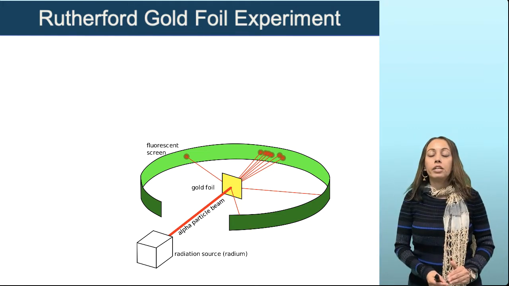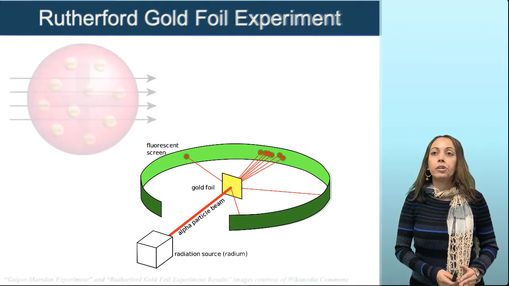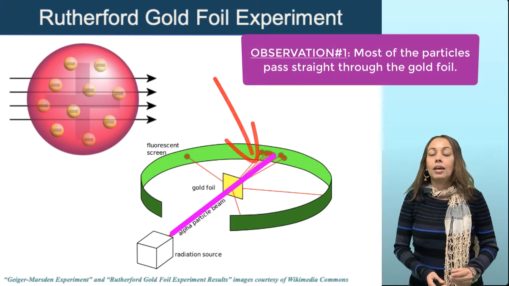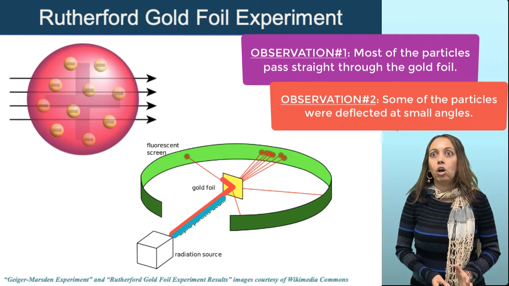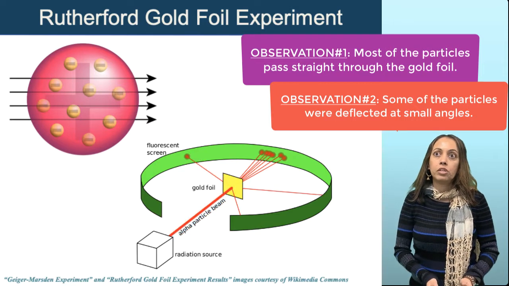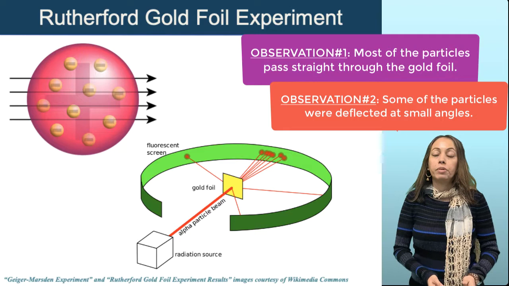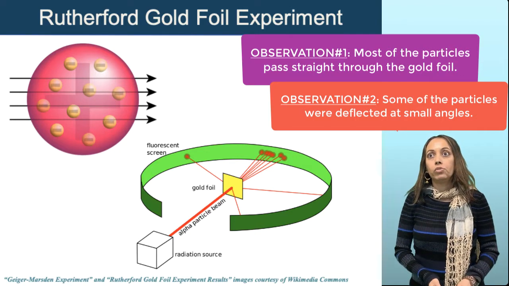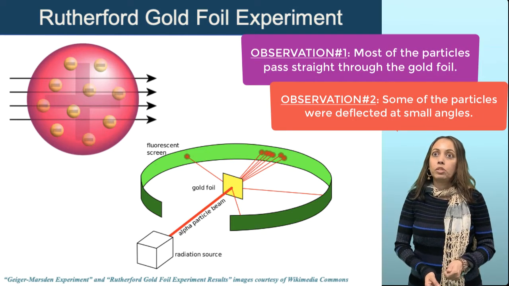Rutherford and his students made 2 key observations. The first observation is that most of the particles went straight through the gold foil as though there was no obstruction. The second observation is some of the particles were deflected at small angles. So Rutherford asked his graduate students to repeat the experiment. As you know, the best scientific method is to repeat the experiment 2 or 3 times so you get consistent results. The second time the students repeated the experiment, they found that there was a third observation that they made.